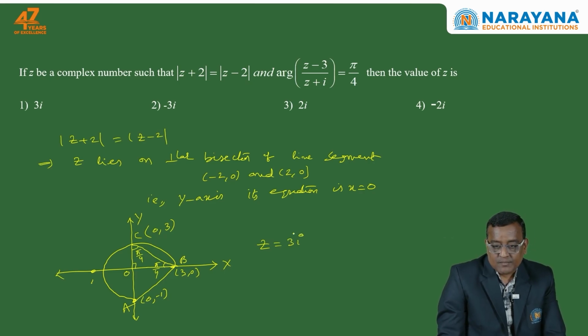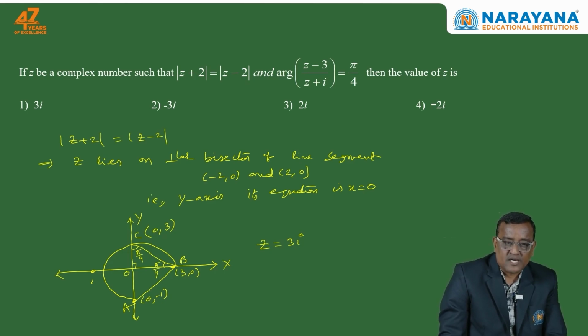It is a geometrical application of complex numbers. For that you must know the complex number Z satisfying mod of Z minus Z1 equal to mod of Z minus Z2 is the perpendicular bisector of the line joining Z1, Z2, and the argument of (Z minus Z1) by (Z minus Z2) being theta is a circular arc, with the corresponding chord joining Z1, Z2. So using just geometry, we get directly that the required Z is 3i.